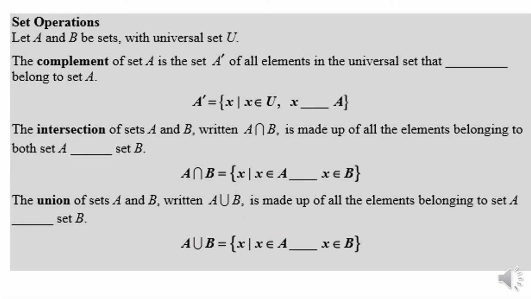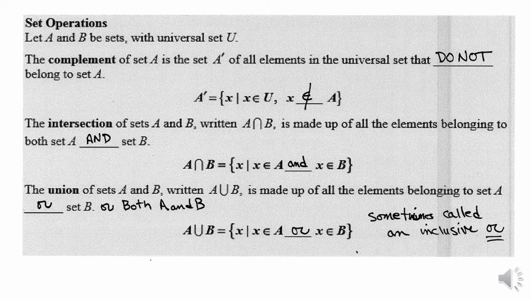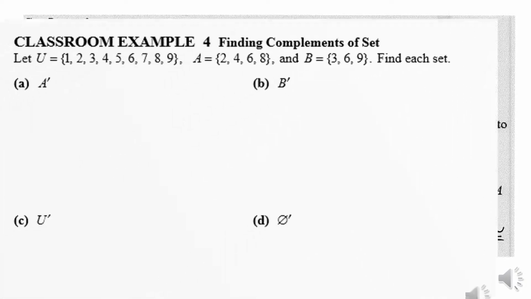Here's some fill-in-the-blank kind of considerations. So we see that the complement of a set A, denoted A prime, is the set of all elements in the universal set that do not belong to the set A. The intersection of A and B, you write it this way, is made up of all elements belonging simultaneously to both sets A and B. So there's an and in between there. And the union of sets A and B, written A, that's the union symbol, B, is made up of elements that belong to A or B, or both A and B, and this is an inclusive or.